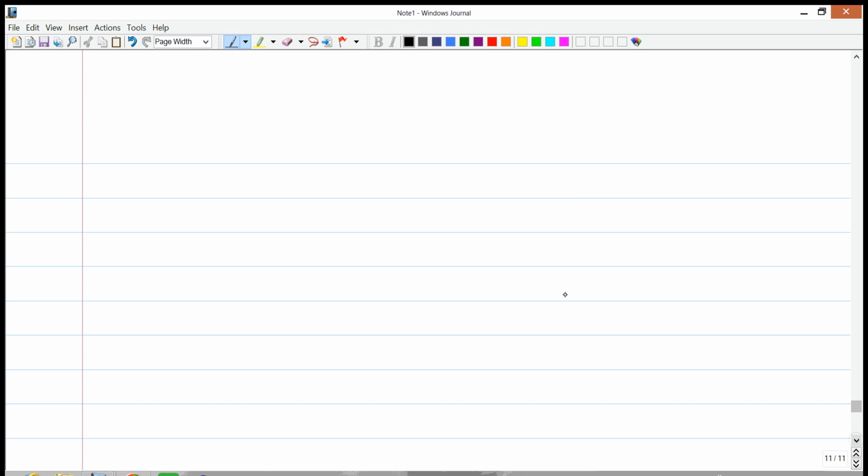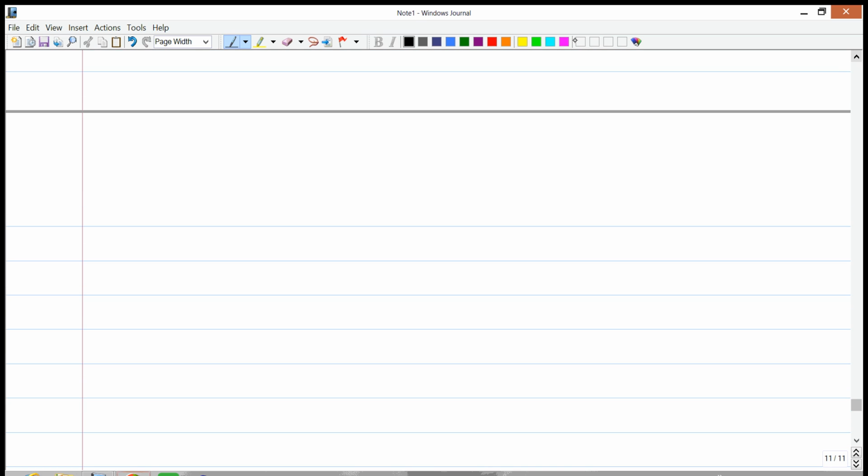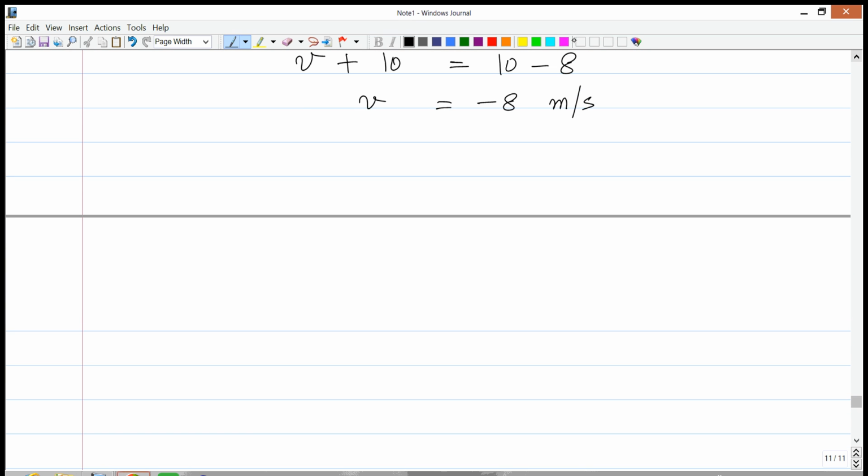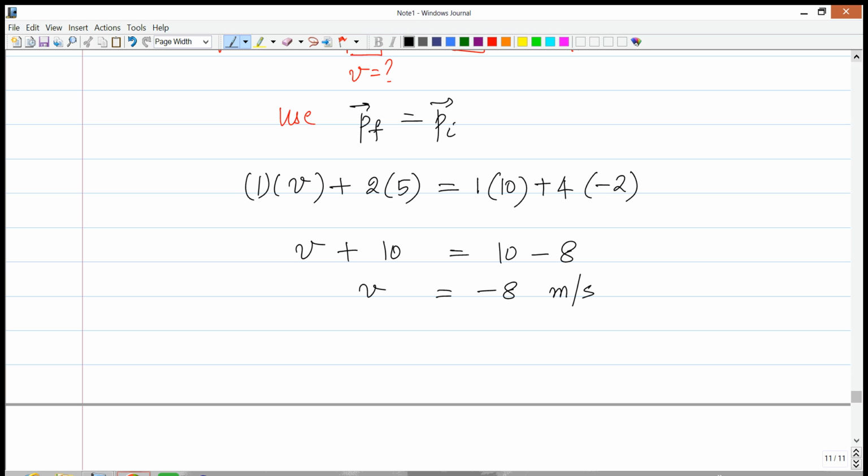What this says is that after the collision, the 1 kg block will be moving to the left with a speed of 8 meters per second.